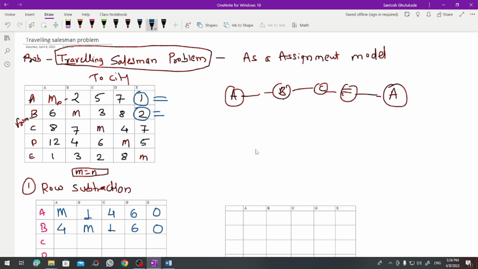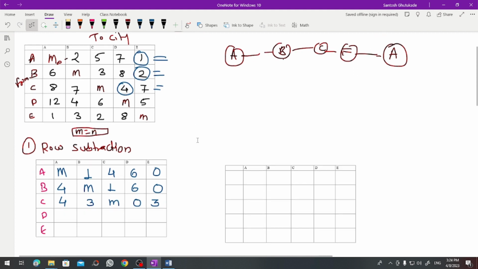Similarly for the third row, the smallest element is 4. Subtract 4 from all the elements, so that will become 4, 3, M as it is, 0 and 3. That is after row number 3. In row number 4, the smallest element is 4. Subtract this 4 from all elements: 12 minus 4 is 8, then 0, then 2, M as it is, and 1. So this is for the fourth row.